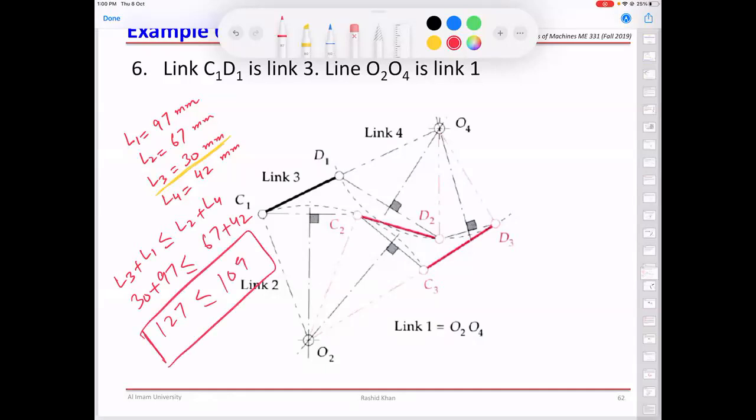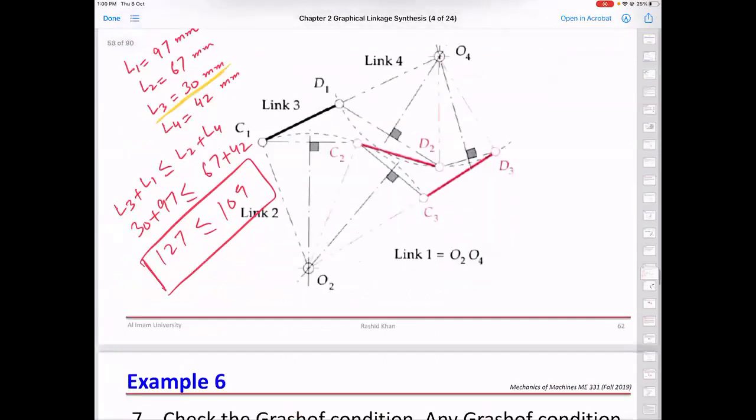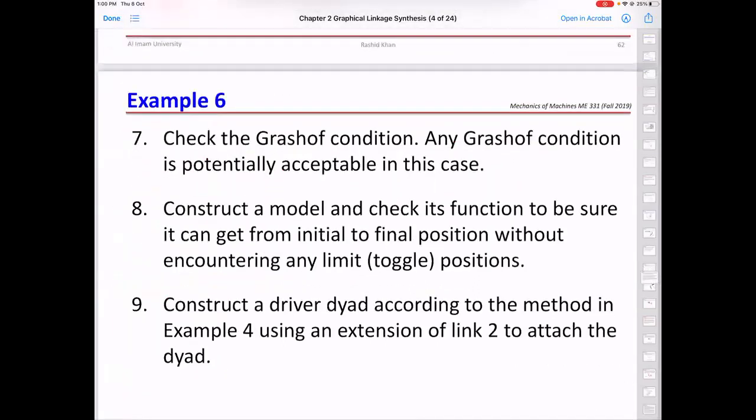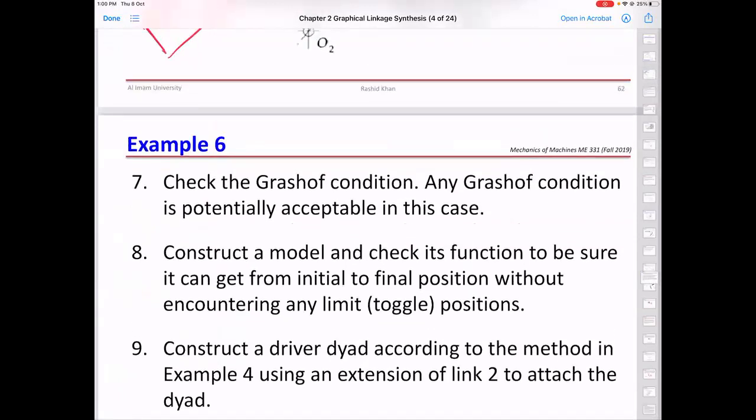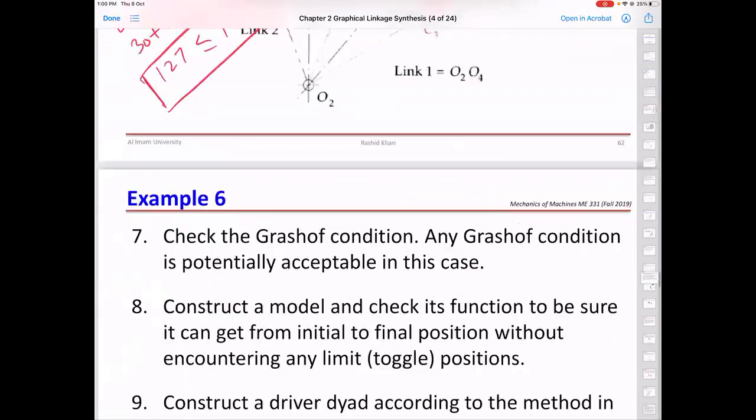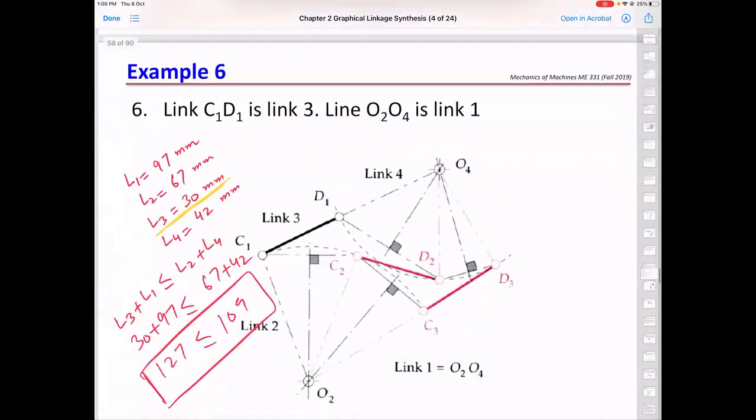Okay. Is it clear now? It's not satisfied. Now our luck is not good. So what we need to do, if it is not satisfied, let's go back here. Check the Grashof condition. Any Grashof condition is potentially acceptable in this case. This is written here. Any means the type of mechanism. It could be double crank, double rocker, or crank rocker, but it should satisfy the Grashof condition, right?